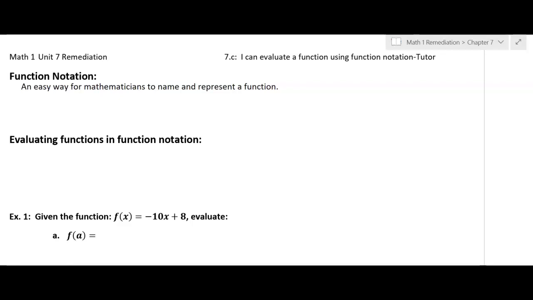Hello, Math 1 students. This lesson is going to be on 7.c, which is I can evaluate a function using function notation. Now, first, what is function notation? Function notation is basically an easy way for mathematicians to name and represent a function.